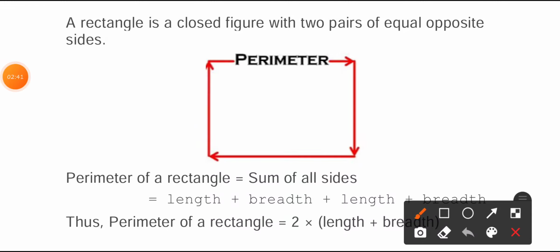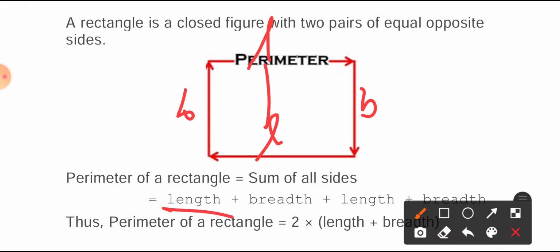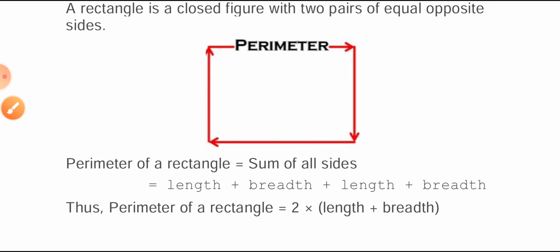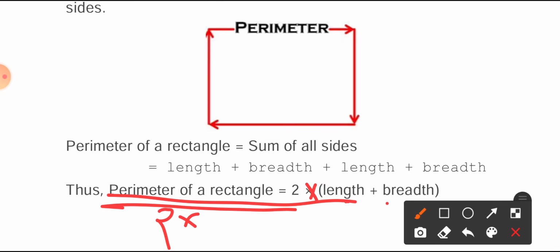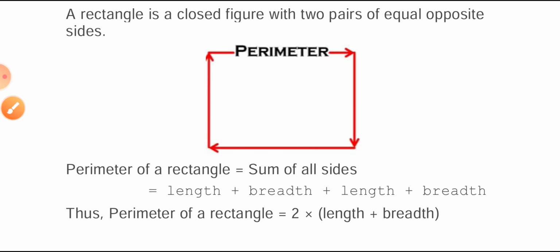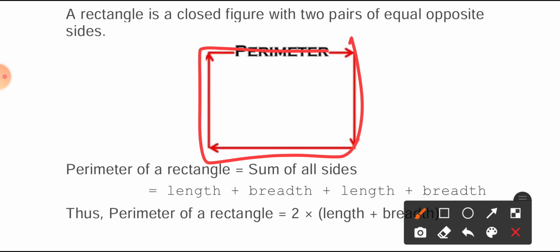So which is the length? It is length and this one is breadth. So how many lengths are there? Total 2 lengths. So length plus breadth plus length plus breadth. So in short form we can write the perimeter of rectangle as, what is the formula of perimeter of rectangle? 2 multiply length plus breadth. So 2 into (L plus B) is the formula to find the perimeter of a rectangle. Nothing you have to do, you have to add all the 4 sides.